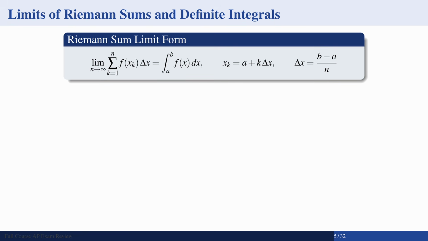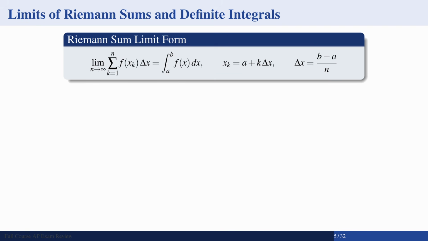The next thing we want to talk about is limits of Riemann sums. So this is something you might run into in a multiple choice question. I really doubt you would see this in an FRQ. Here's everything in a box. We got the limit as n approaches infinity of the sum from k equals 1 to n, f of x sub k delta x. It's a lot. That's going to be the integral from a to b of f of x dx. In this scenario, x sub k is a, the place where the integral starts, plus k times delta x, and then delta x is just b minus a divided by n.